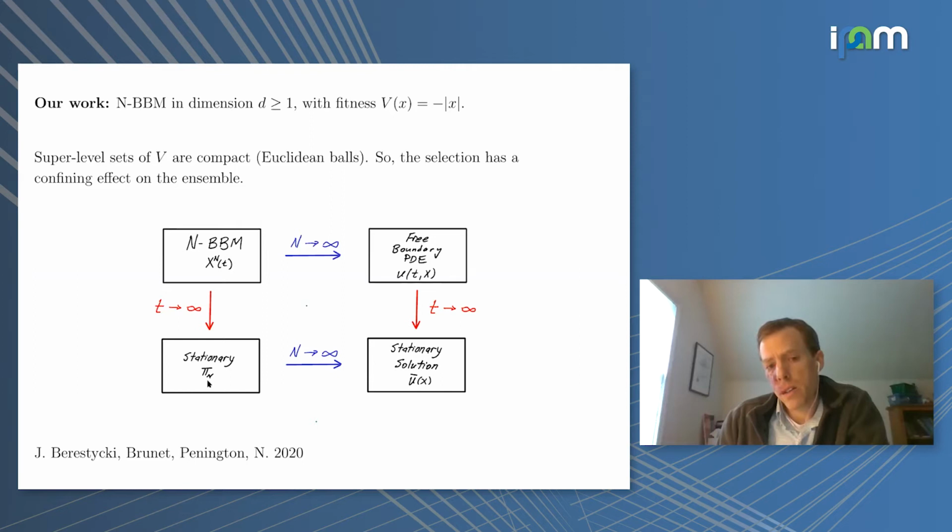Then as n goes to infinity, the stationary distribution converges in a certain sense to this object u bar, which satisfies the eigenvalue problem. That is, if you look at the density of particles in R^d, that measure converges to the limit u bar. So in a sense, for this case, where the fitness function has compact level sets, the n to infinity and the t to infinity limits commute.